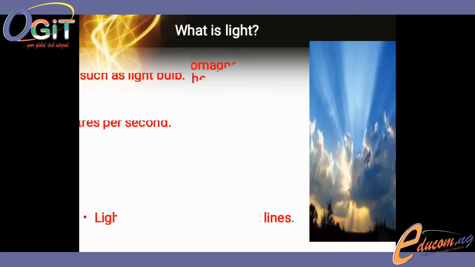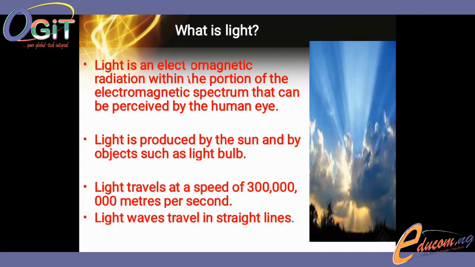What is light? Light is an electromagnetic radiation within the portion of the electromagnetic spectrum that can be perceived by the human eye. Note, perceived by the human eyes. And note another word, electromagnetic spectrum. Spectrum, what does it mean? You'll know today. Light is produced by the sun and by objects such as a light bulb.